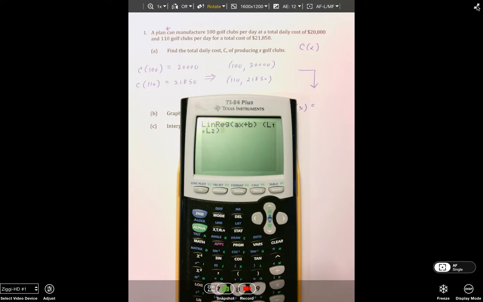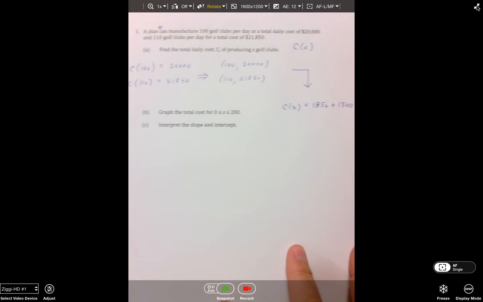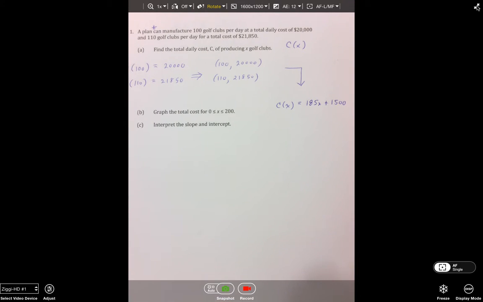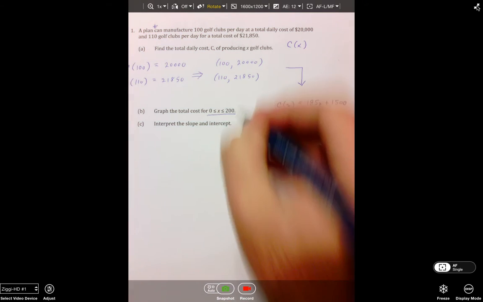So there's linear regression, ax plus b, L1 comma L2. Hit enter and you get your information. What that tells us is the cost function is 185x plus 1500. Now, the next thing, you'll see this a lot on my MyMathLab: it gives you a domain.